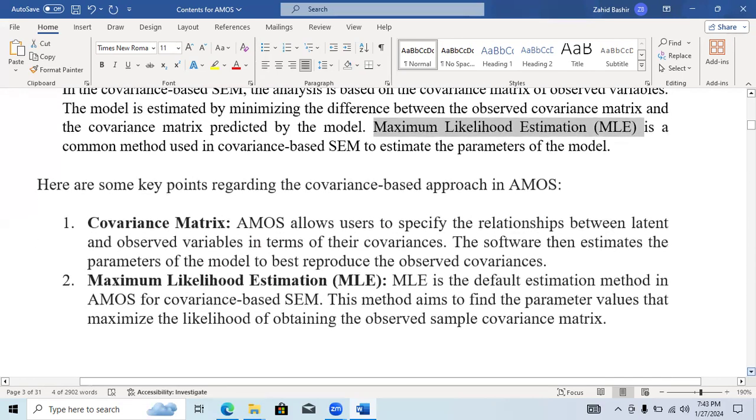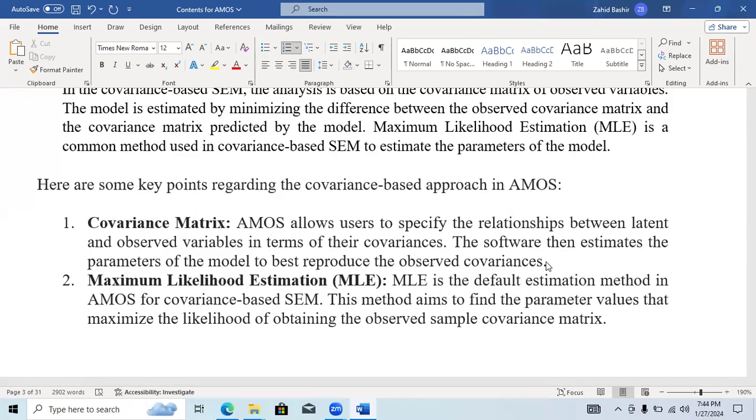Here are some key points regarding the covariance based approach in Amos that you need to understand. First, you need to understand what is a covariance matrix. Amos allows users to specify the relationship between latent and observed variables in terms of their covariances. The software then estimates the parameters of the model to best reproduce the observed covariances. What covariances are and how we calculate them, I will let you know in detail after a number of pages. But you need to understand the whole concept of what the covariance based approach in Amos is.